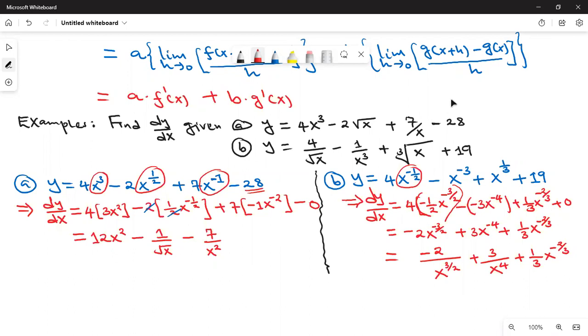When we meet next time, we look at other techniques of differentiation, or the rules of differentiation. Remember, we still have some rules: the product rule, quotient rule, chain rule, etc. So we look at those ones when we meet next time.